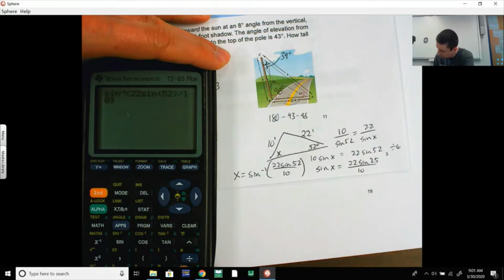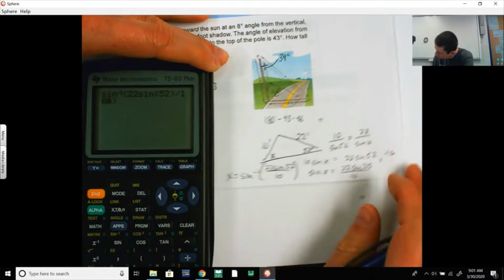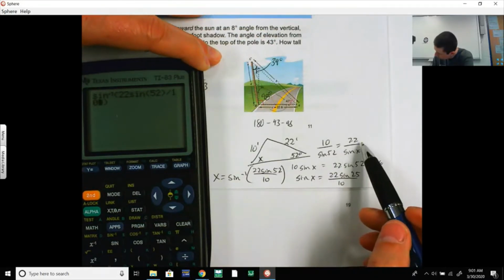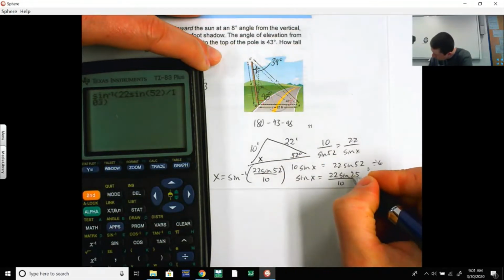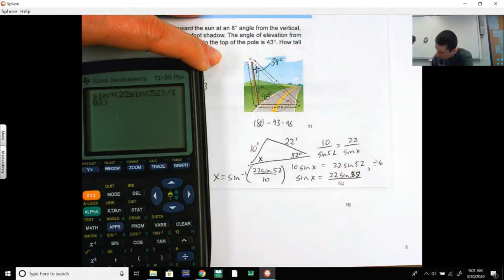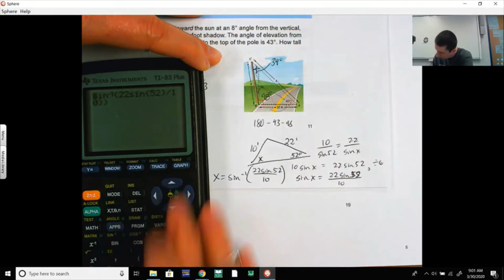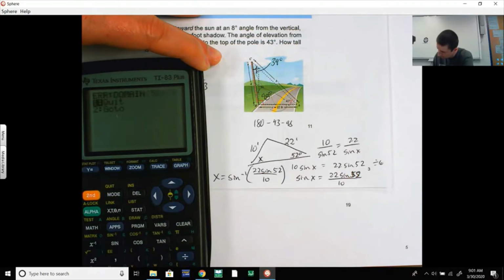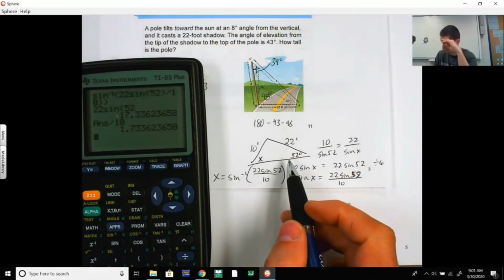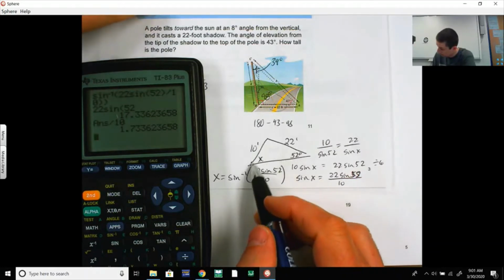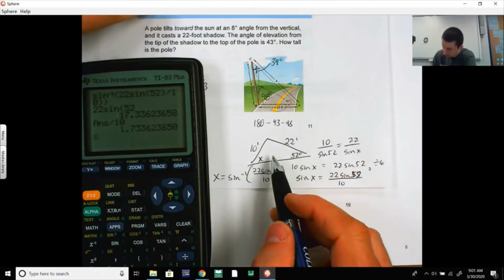And draw another parenthesis. Ooh, this doesn't look good. 52, not 25. Wait, there's a 25 there. What's that from? I did that right. Okay, domain error. This isn't looking good. 22 sine 52 divided by 10. That is outside the sine range. Oh, this triangle's not possible like this. I need a smaller angle. Okay, that's my issue. That's what I get from making it up on the fly.